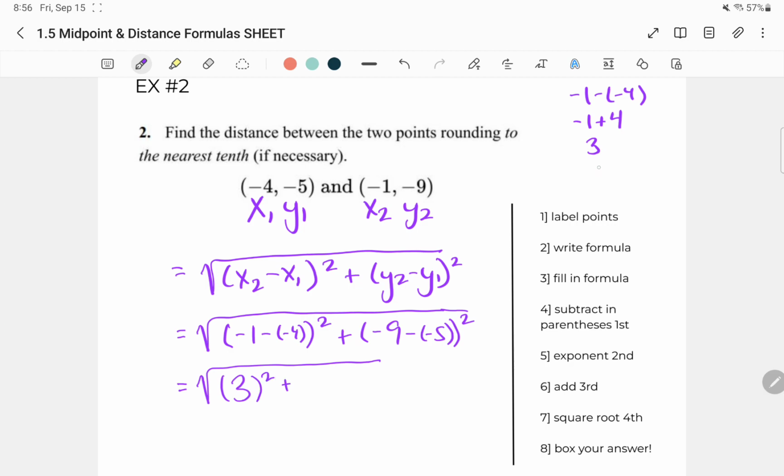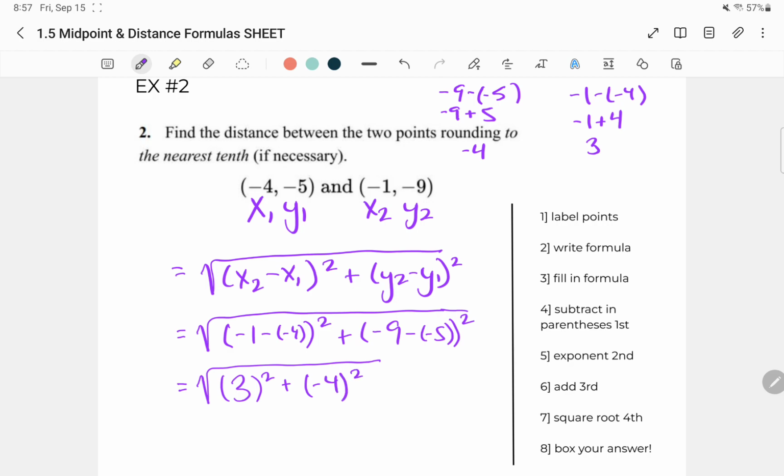So let's do another one. So -9 minus -5. We're going to keep, change. So keep -9, change minus to a plus, change -5 to +5. And -9 plus 5 gives me -4. So this is going to be -4 squared.